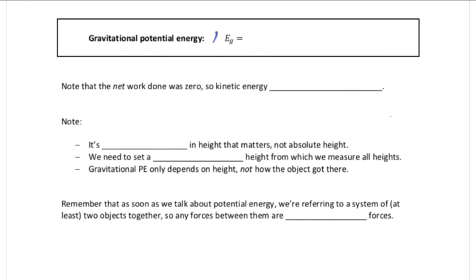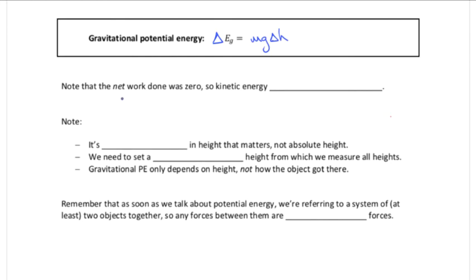In other words, the change in gravitational potential energy was equal to mg, that was the weight of the object that was countered by the upwards force, times the change in height. This was our displacement. So the change in gravitational potential energy is equal to mg times the change in height.